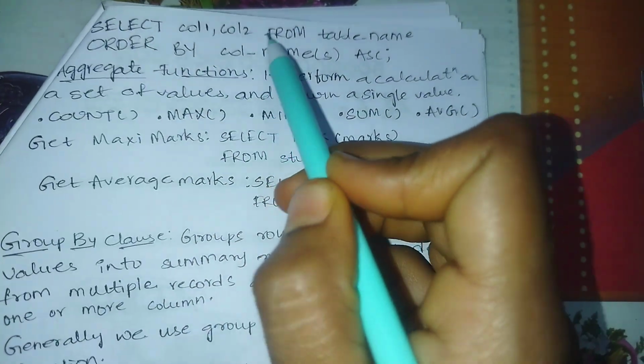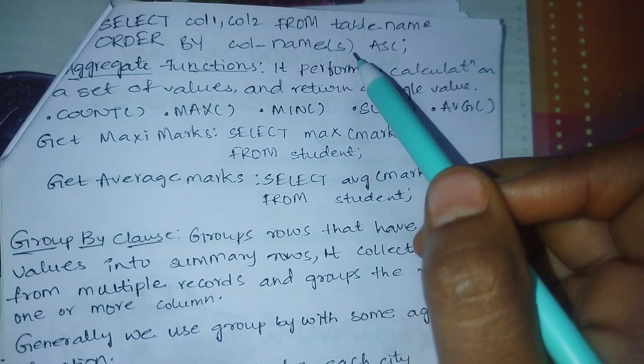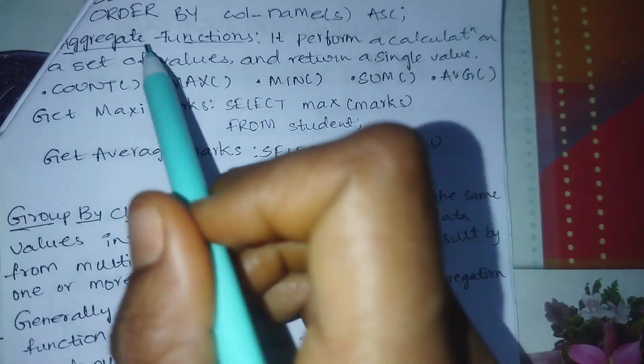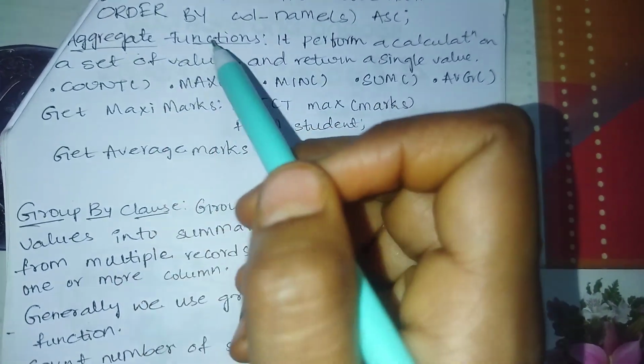Select column 1, column 2 from table name order by column name ascending order. Up to here the topic is completed. Now the next topic, aggregate function.